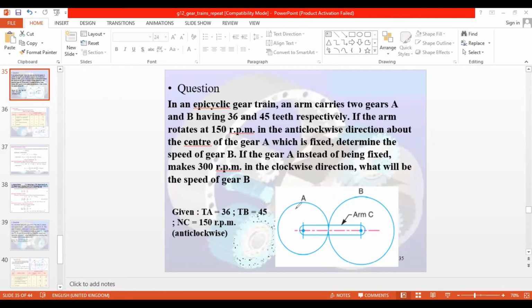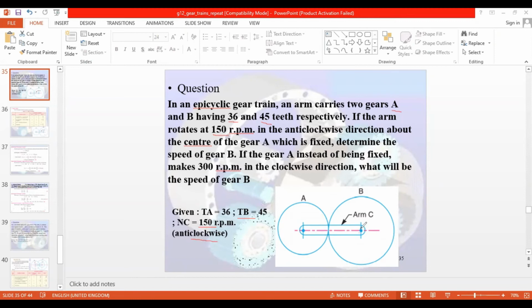Second question, if A is also rotating with 300 rpm in the clockwise direction, what will be the speed of B? Right. So now we'll fix the given data. TA is 36, so the number of teeth on A is 36. TB is 45, the number of teeth on gear B is 45. NC is 150 rpm. So the rotation of link C is 150 rpm, and that is anti-clockwise.